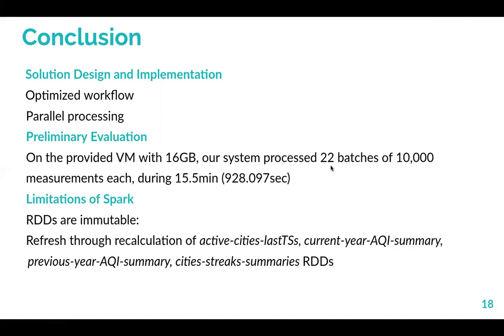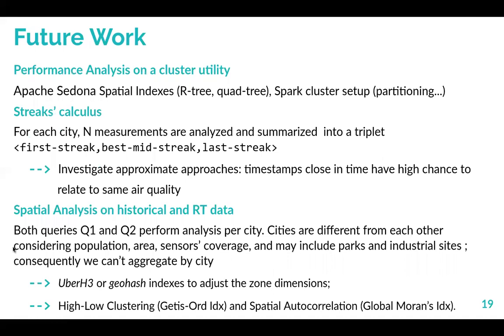We performed 22 batches on a virtual machine with 16 gigabytes. We note some limitation in Spark. RDDs are immutable, so we need to refresh through calculation, and this will create some burden at the RAM. As future work, we would like to conduct more performance analysis on a cluster using Apache Sedona spatial indexes, comparing the different settings like R-trees and quad trees, for instance, and also do different setups of Spark cluster.